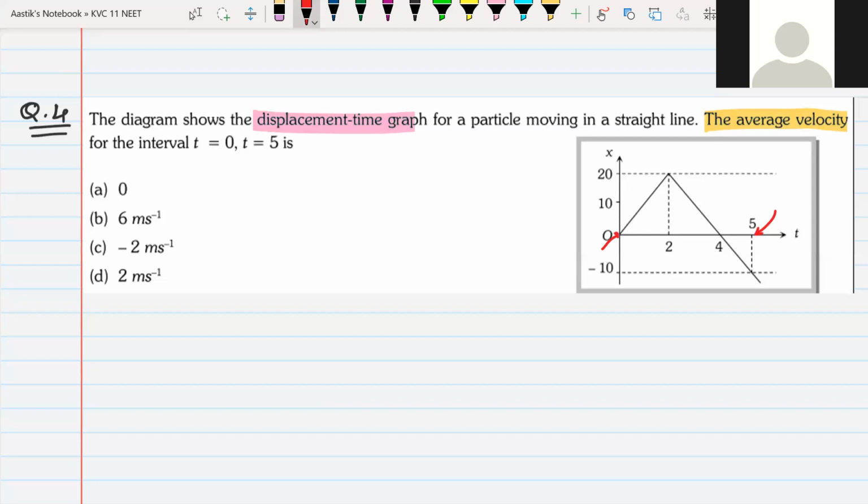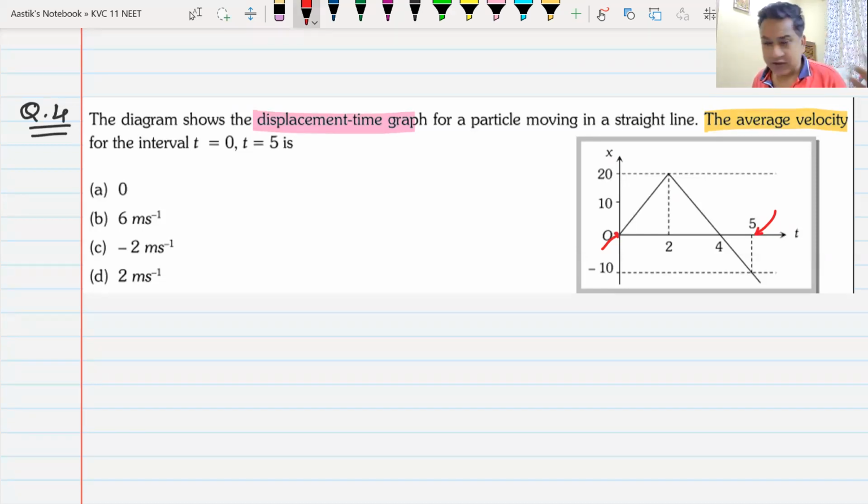Option C, sir. That is correct, sir. Well done, sir. You have to find out the average velocity. There are two ways in which you can do this, my dear friends. Either you can find it out by total displacement divided by total time. At time t is equal to 0, displacement of the position is 0. At time t is equal to 5, the displacement of the position is minus 10.